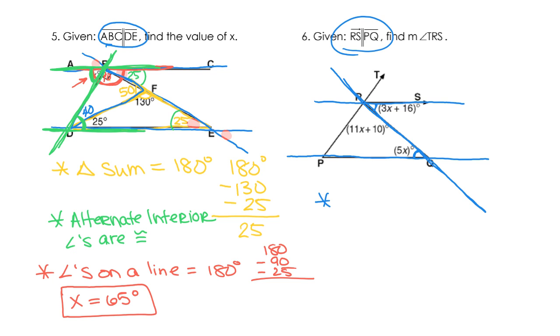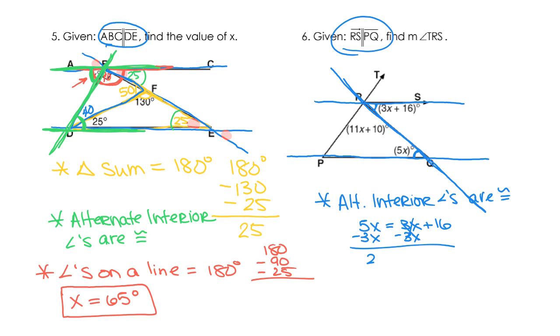And I know that those are alternate interior angles. And alternate interior angles are congruent when your lines are parallel and cut by a transversal. And so I could set the 5x equal to the 3x plus 16. If I take away the 3x, I end up with 2x equals 16. And if I divide by 2, x comes out to equal 8.